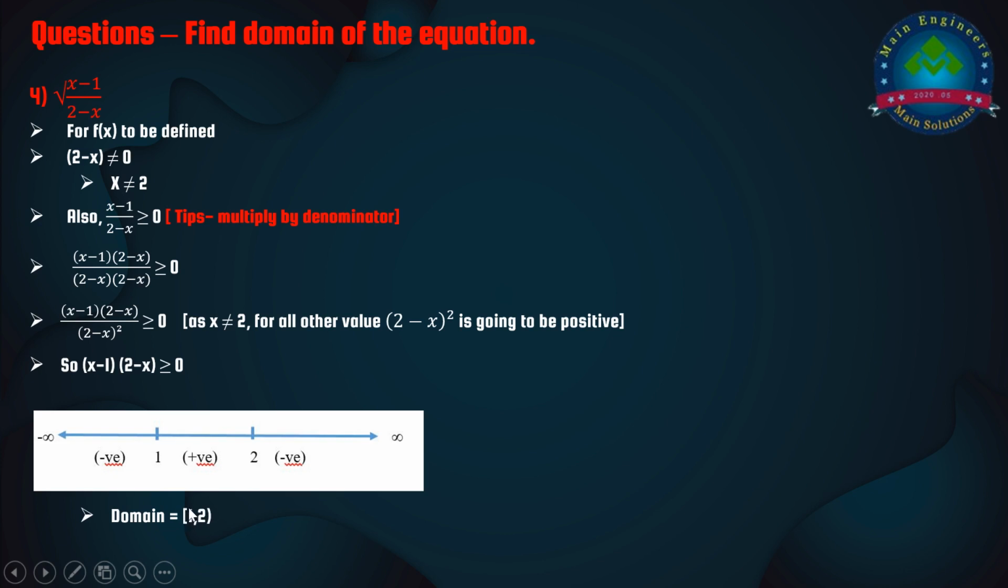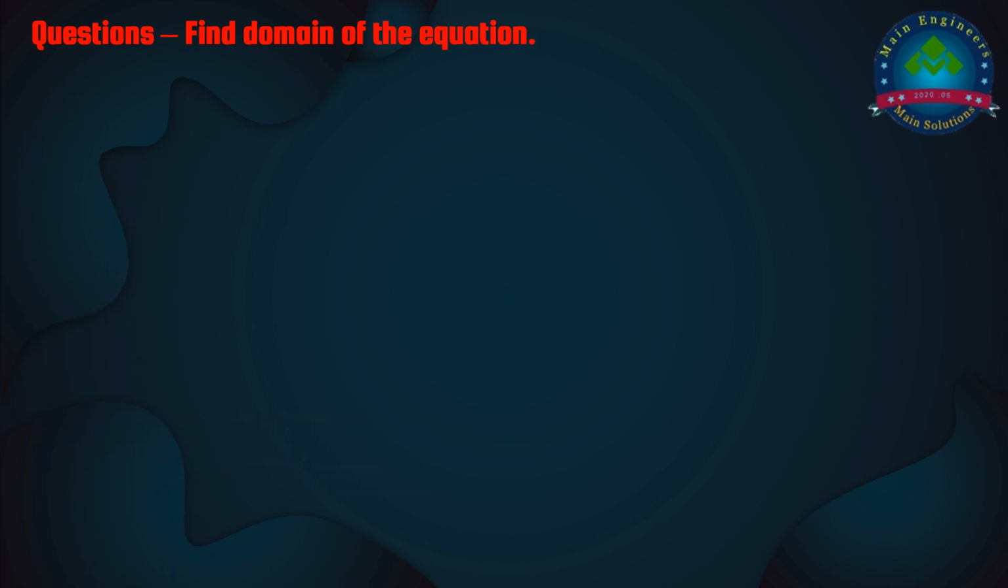So our domain is equal to 1 to 2. But as we see, we can include 1, but here I exclude 2. Why? Because x is not equals to 2. For x equal to 2, our equation is going to be invalid. So we cannot include 2. We have to exclude 2. So our final domain will be 1 included and 2 excluded.